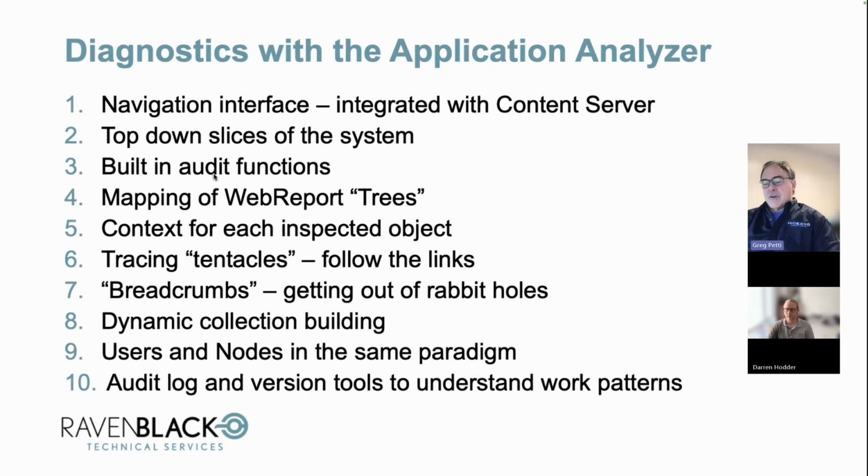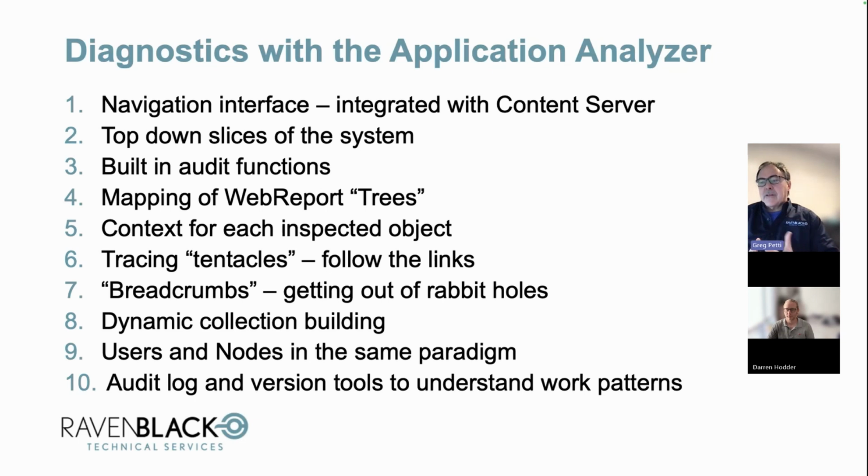In audit, I'm talking here not about the audit logs, but about we've built in some automated functions to look at groups of objects and identify issues automatically. We have the ability to look at whole trees of web reports and their relationships, and being able to navigate up and down trees very easily. We have the ability to look at an object where we don't have some overall overarching context, and find out what connects to it and where it fits in that context, and to trace all of the tentacles or the other bits and pieces that it links to.